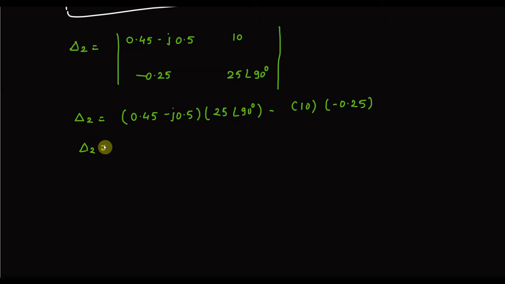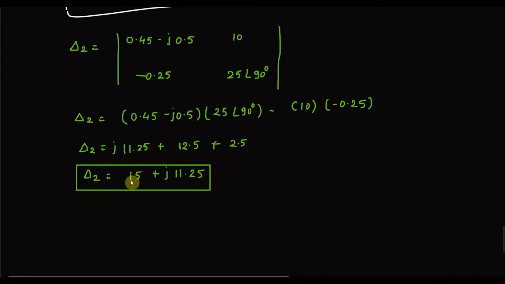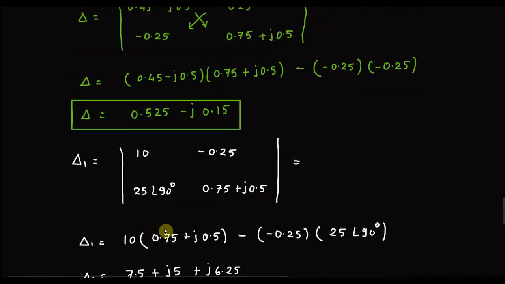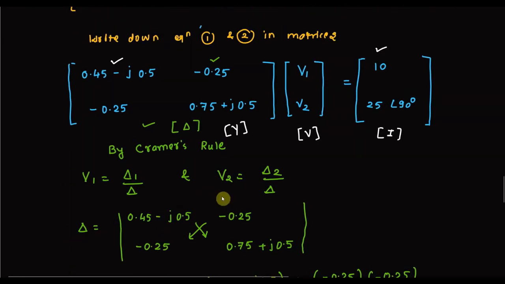So when you cross multiply, that comes out to be 0.45 into minus j, so this will come out to be 11, this will be 50. Okay, so now we have delta 1, delta 2 and delta. So now we can easily calculate V1 and V2.